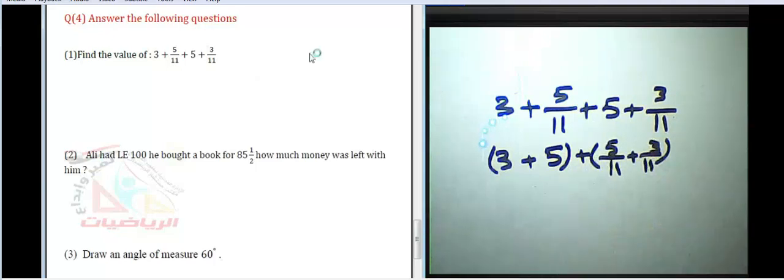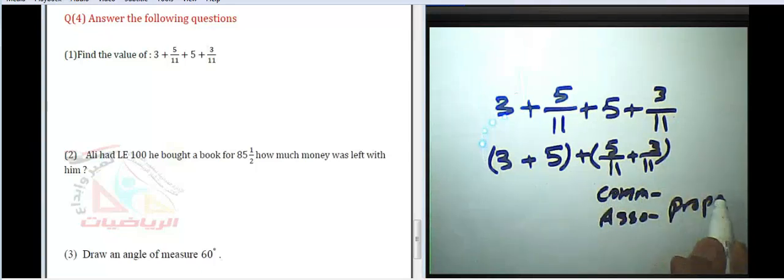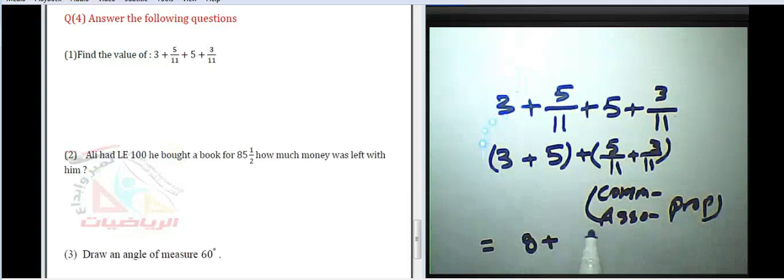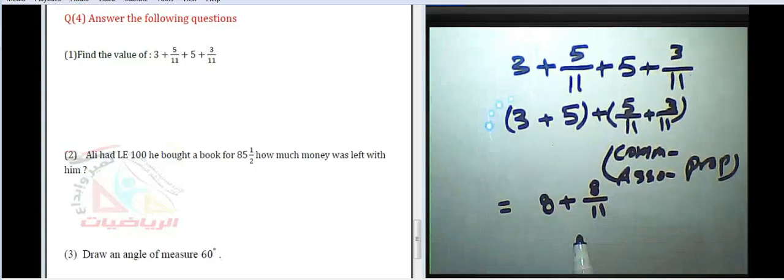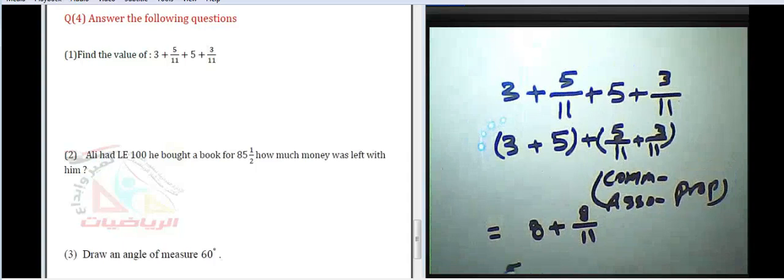3 plus 5 equal 8 and 5 plus 3 equal 8 over 11. The result will be 8 and 8 over 11. We use commutative and associative properties in this example. The result will be 8 plus 8 over 11. Or you can write in the next number 8 and 8 over 11 behind it.